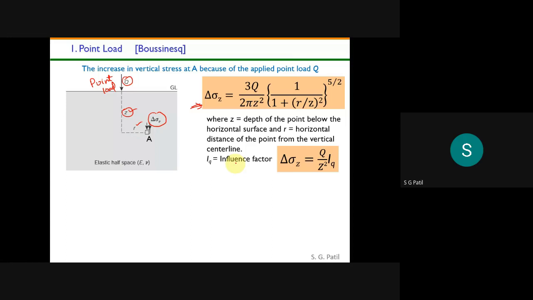Okay, so this big equation can be written like this: delta sigma z equal to q by z square into Iq. Iq is nothing but Boussinesq's influence factor. Some textbooks will use Iq, or they will use Ib also. Ib is nothing but Boussinesq's influence factor.